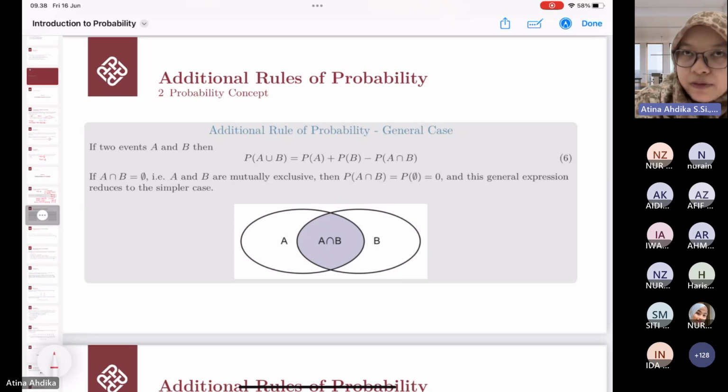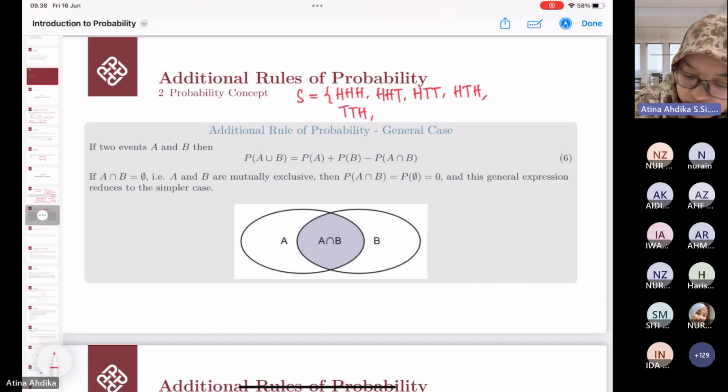Okay, so I have another example here. Suppose that we have an experiment of tossing a coin 3 times. The sample space consists of HHH, HHT, HTT, HTH, TTH, THH, THT, and the last is TTT.